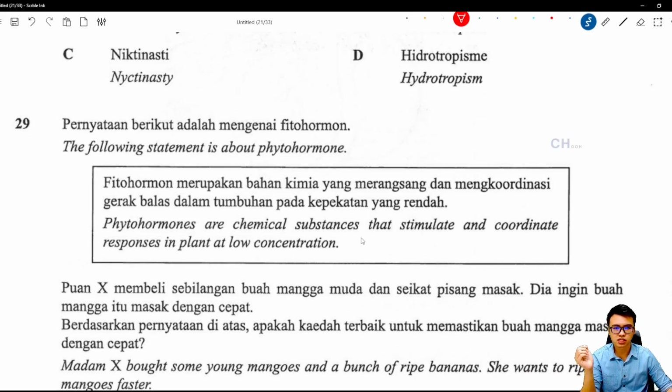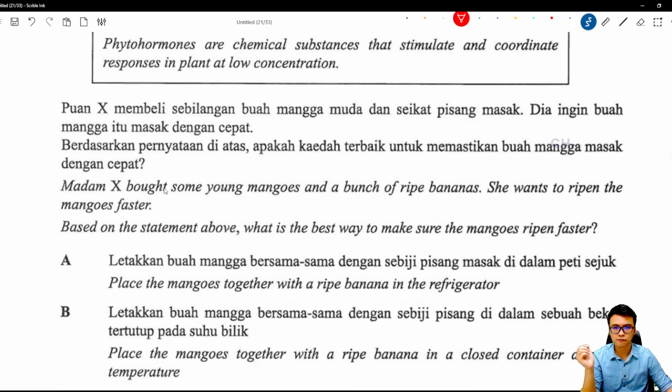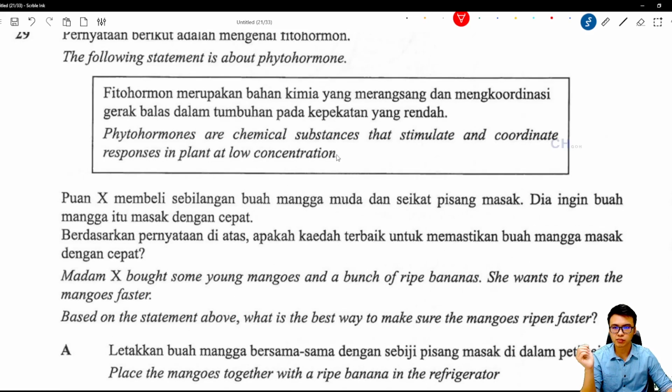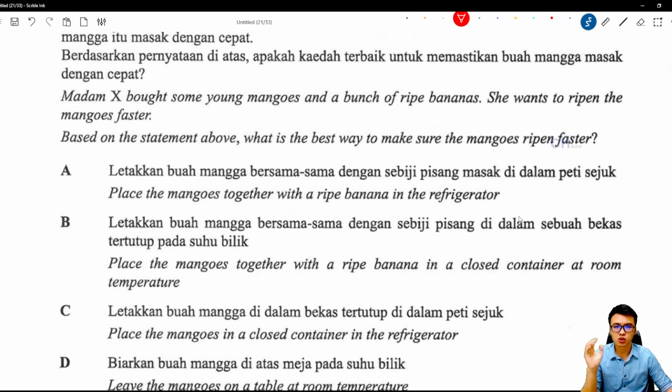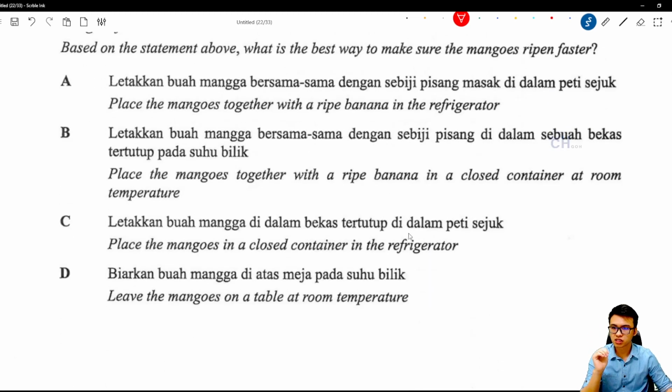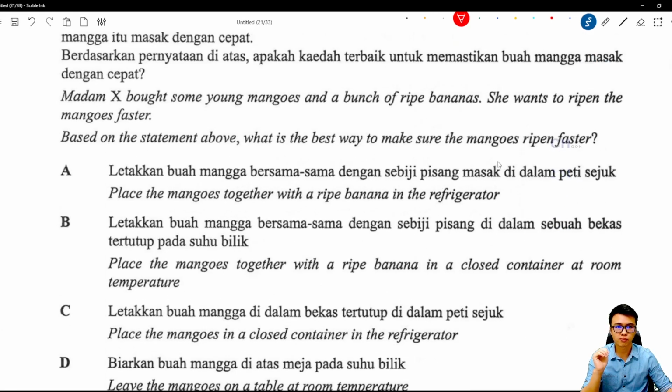Question 29. The following statement is about phytohormones. Phytohormones are chemical substances that stimulate and coordinate the response in plants at low concentrations. Now basically this statement is useless. We look at the question here. Based on the statement, what is the best way to make sure mangoes ripen faster? If you want a fruit to ripen, the only answer here will be by using ethylene hormone. So let's look at the options here one by one.